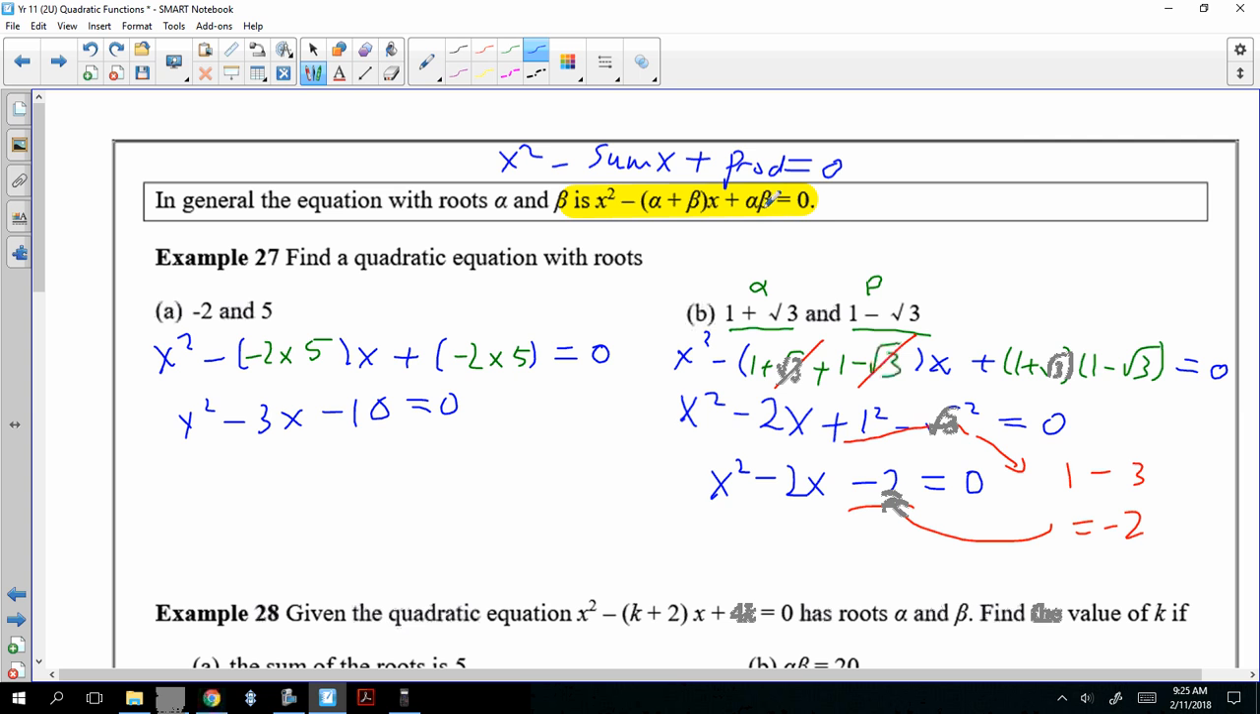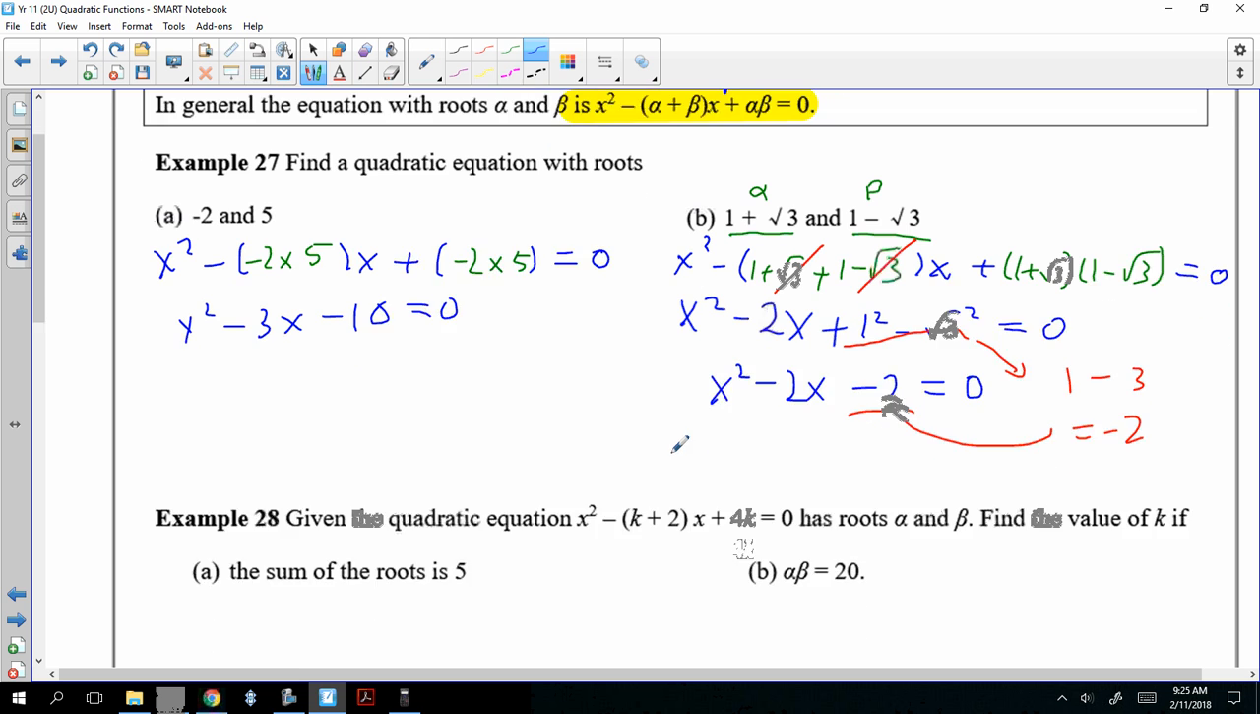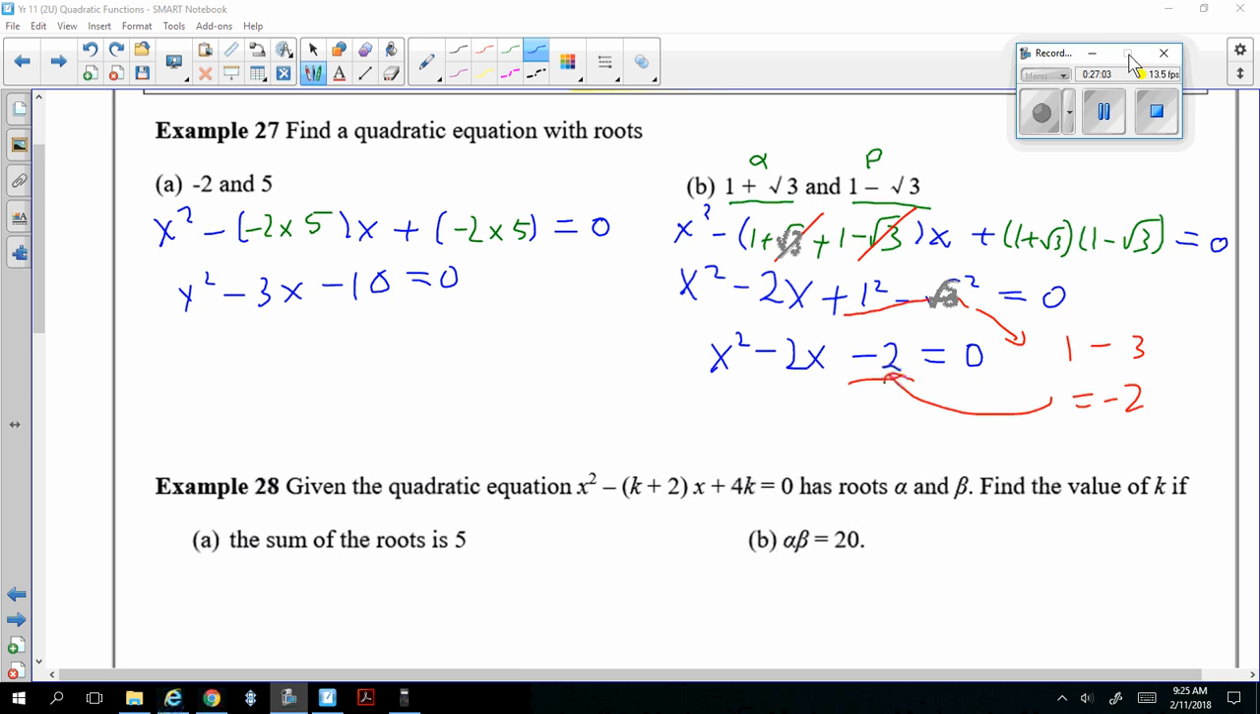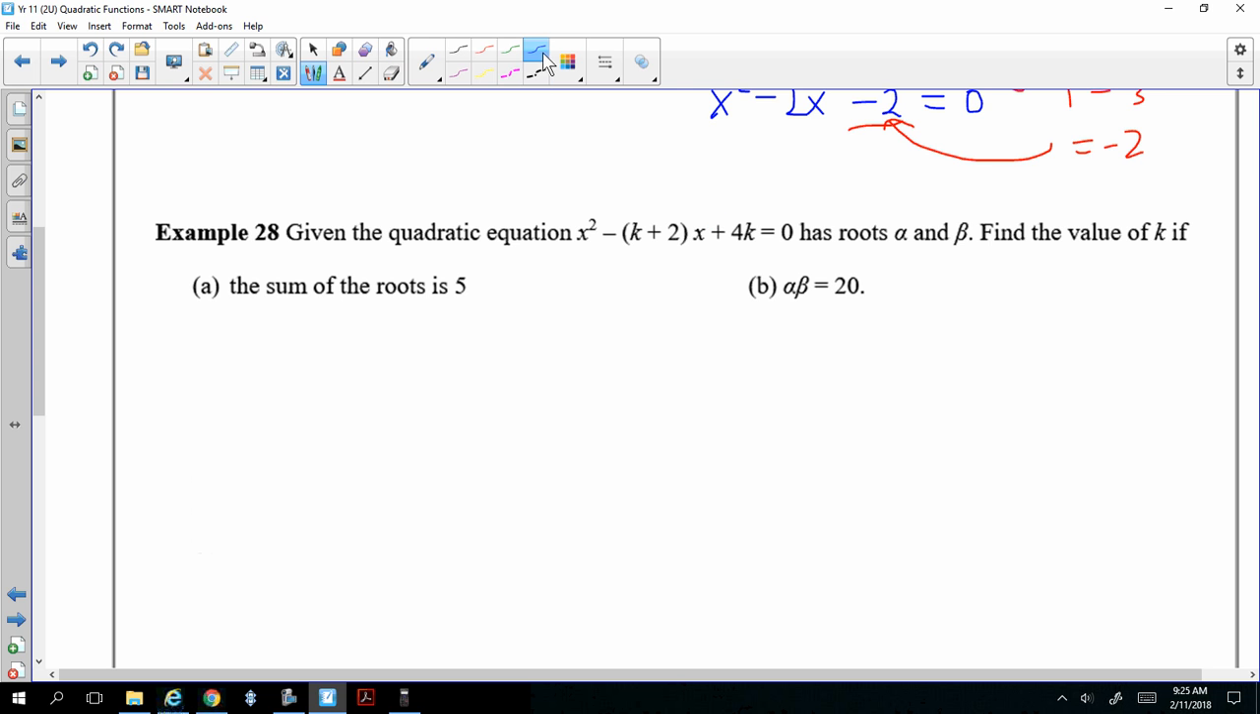Now we'll do some harder questions. That's the hardest question in the exercise. Pay full attention. Okay, this one. Now we're going to do something like we did before with the discriminant, where you have to find k. And they give you a clue that the sum of the roots is 5. Let's write it down: alpha plus beta is 5. Now, how do we use it to find k?